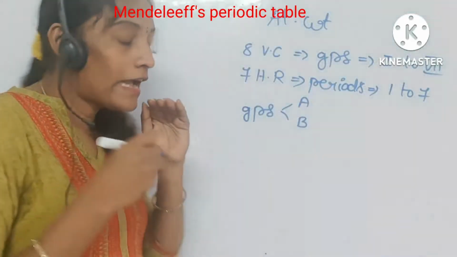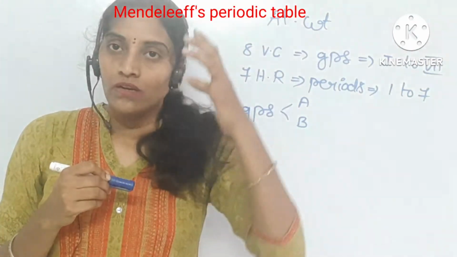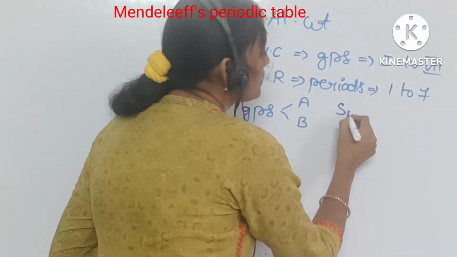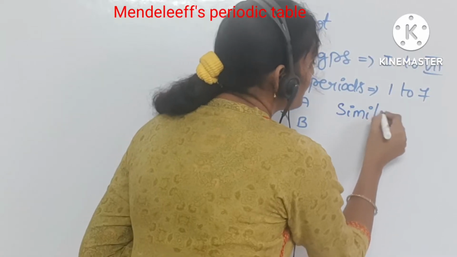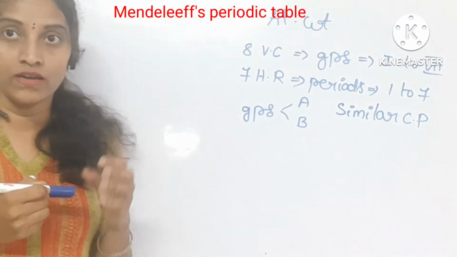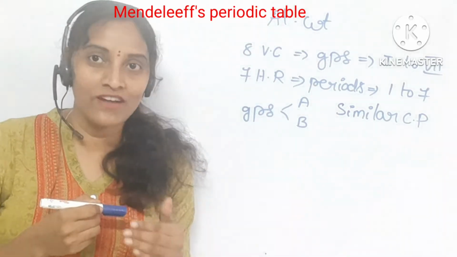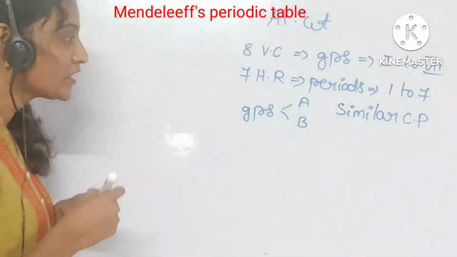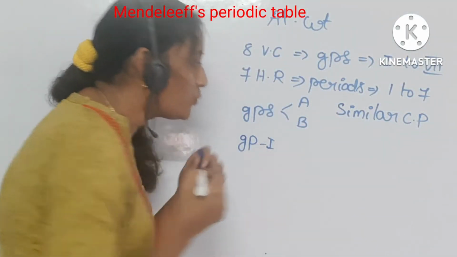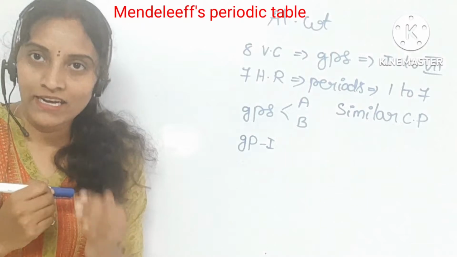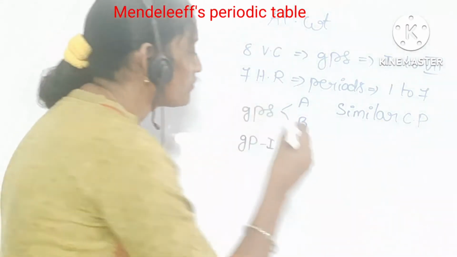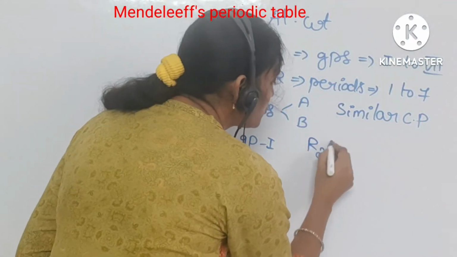See, actually the elements present in the same column have similar chemical properties. How can you justify this? All the elements in the same column have similar chemical properties. If you take group 1 elements, when they react with oxygen, they will form oxides. Their oxides' general formula is R2O.